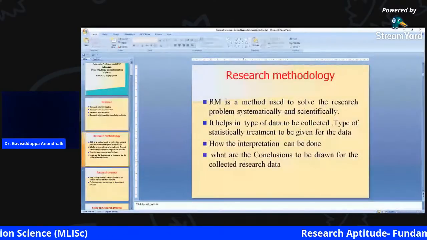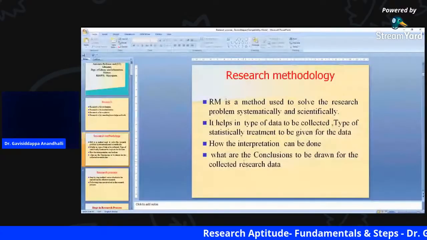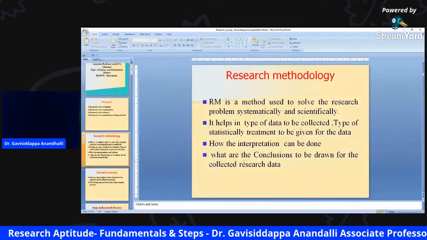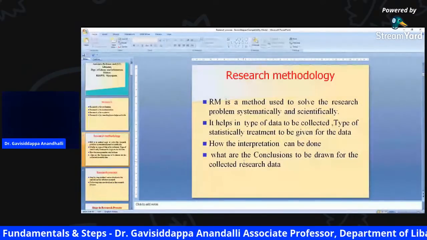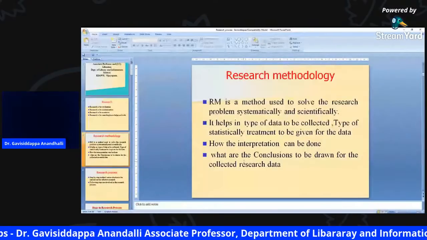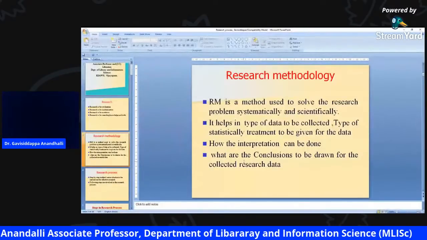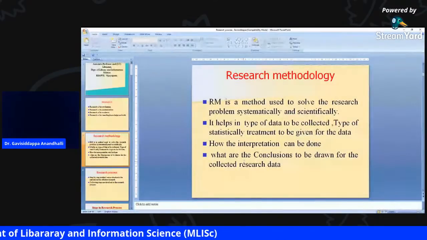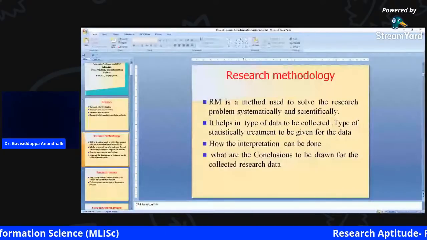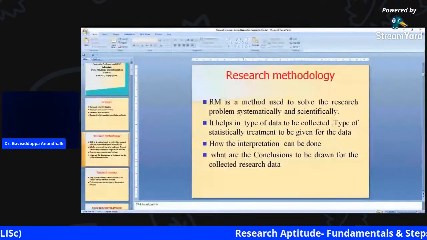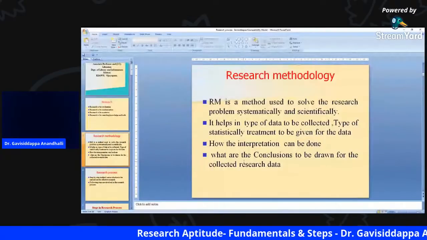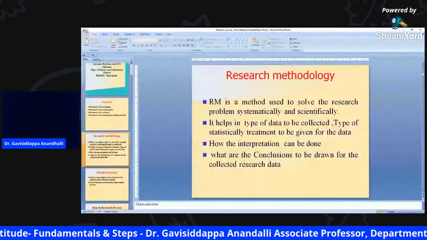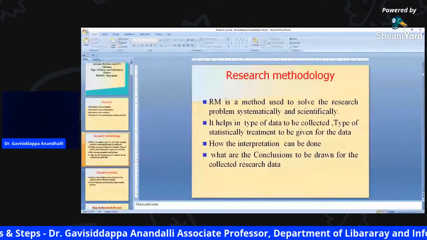When you come to research methodology, it is a method used to solve the research problem systematically and scientifically. Research is what I have given the definition of. Methodology is the methods, tools and systematic procedure we have to follow scientifically, logically and systematically to complete the task. Whatever task we have taken has to be performed with the scientific approach. It helps decide the type of data to be collected and the type of statistical treatment to be given to the data.